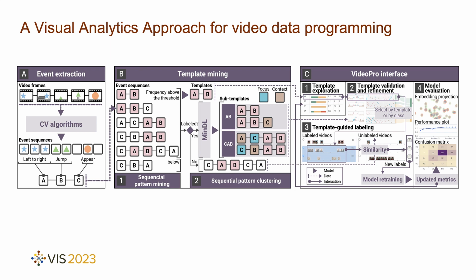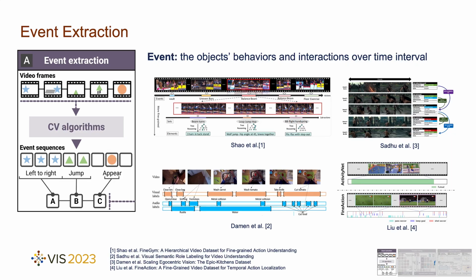To solve the above challenges, we introduce VideoPro, a visual analytics approach that enables flexible and scalable video data programming. Our framework contains 3 modules. In the event extraction module, the input videos are first abstracted as temporal sequences composed of various predefined events that humans can readily understand. The event definition for different applications and tasks varies based on domain-specific requirements and expert needs. For instance, in application scenarios focusing on human behaviors, events of interest may include body movements. Here, we use the alphabet to encode event type.